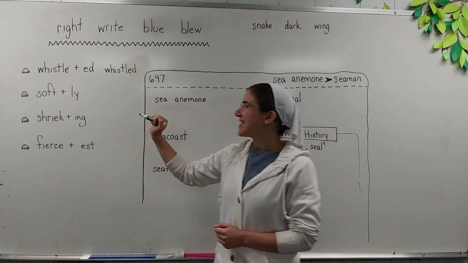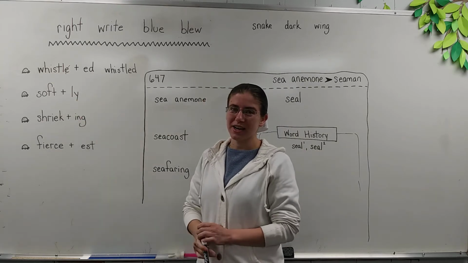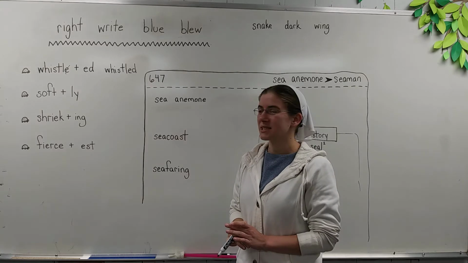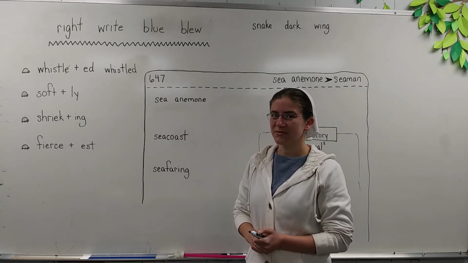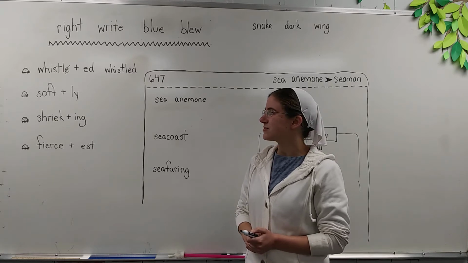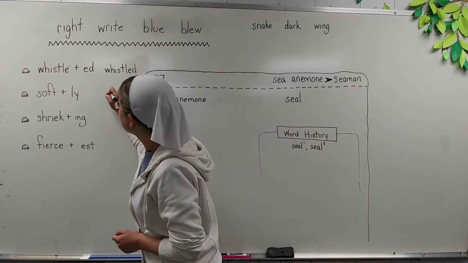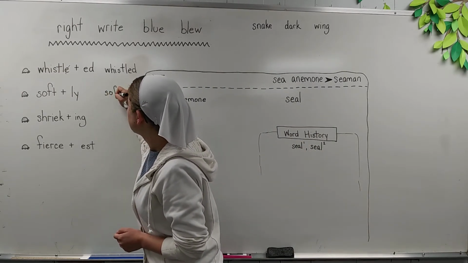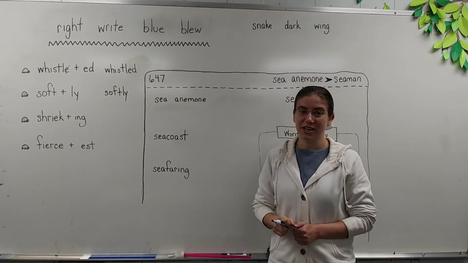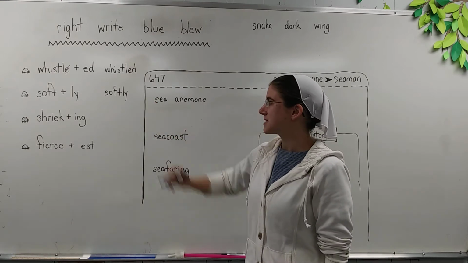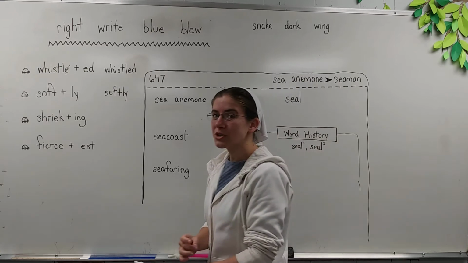Okay? All right, the second one, soft plus L-Y. Go ahead and write soft plus L-Y. Softly. Write that on your paper. Okay, here is the correct way to write that one. We have softly. Okay, we don't have to change anything about that one. We just add the suffix and we have the word softly.